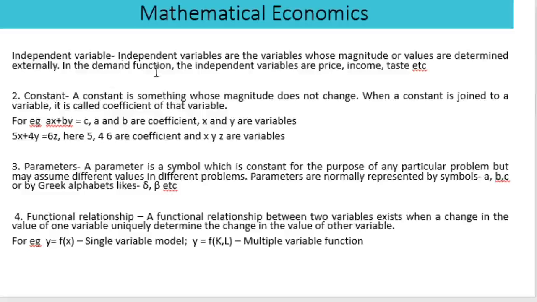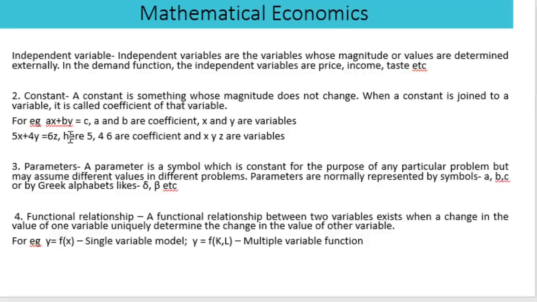An independent variable, on the other hand, is a variable whose magnitude or values are determined externally. In the demand function, the independent variables are price, income, taste, etc. Their values will be determined outside the model. That kind of variables are known as the independent variables.